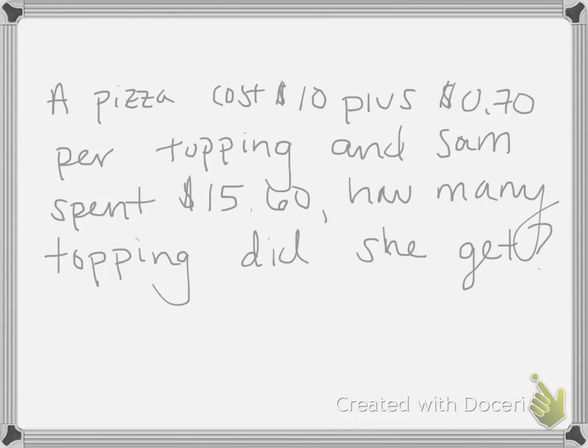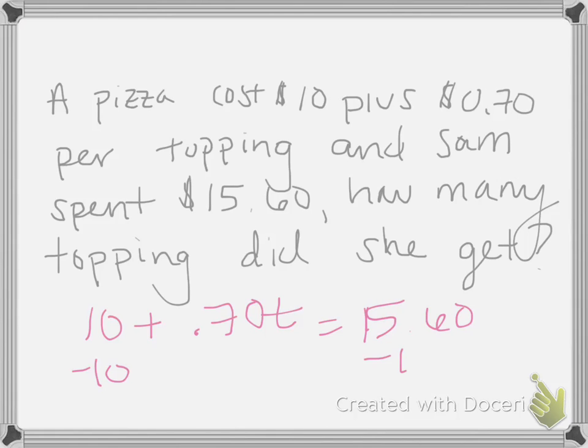Okay, a pizza cost $10 plus 70 cents per topping, and Sam spent $15.60. How many toppings did she get? So we got $10 plus 70 cents per topping, but we don't know how many toppings. So we got 10 plus the 70 cents per topping, so we're just going to say T. And they spent $15.60. Okay, so then we're just going to solve, so subtract 10.